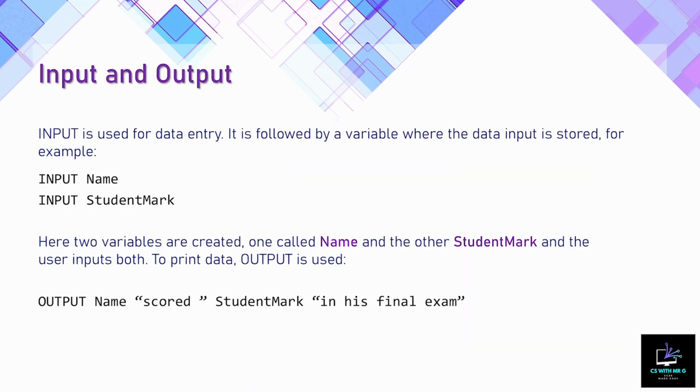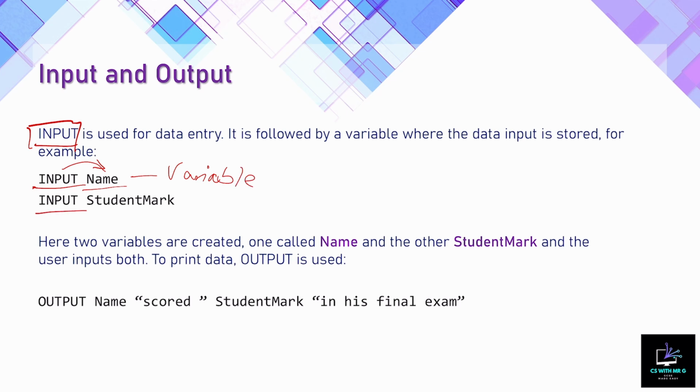Next, we have the terms input and output. So the word INPUT is a keyword, hence why it's in capitals. And as you can see, input is followed by the name of a variable. So input is an indication that data is going to be entered and stored. So here, input name means we're going to put data in and store it in the variable name. So name is a variable, and it's going to contain something that we enter.